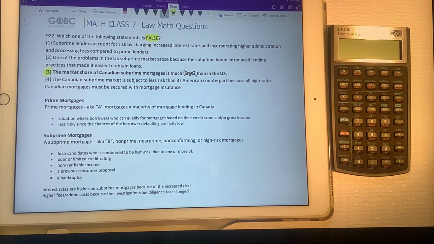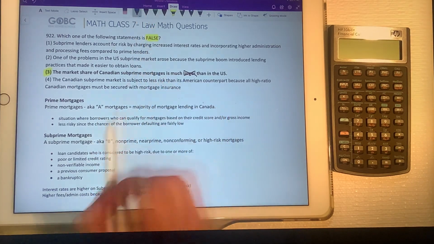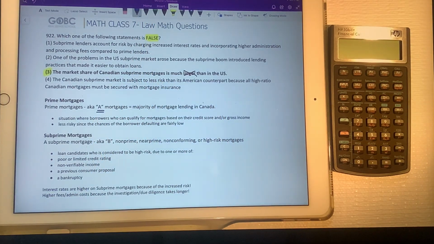So prime mortgages, or A mortgages, is another way that they can describe them. A mortgages are the majority of lending in Canada, the majority of the monies that are given to borrowers. This is a situation where the borrowers can qualify for the mortgage based on their credit score or their income or both, and it's considered an A mortgage because it's less risky that the borrower is going to default, right? The chance is pretty low. In Canada, we tend to be a lot more conservative with making sure that our borrowers can actually make their payments and not get into a situation where they can't.